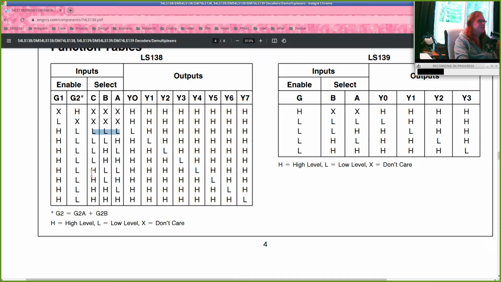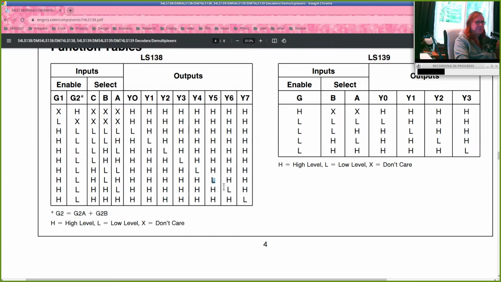So if I set my inputs to 1, 0, 1, which is the binary number 5, Y5 is selected, but selected in this case means it drives it low. So since it's driven low, wouldn't it mean it would go through the inverter and be sent out as a 1? So driven low means that if we think of selecting as setting something high, it goes through an inverter on the way out and comes out low. So if my input is 101 on A, B, and C, Y5 will be at 0 volts. All the other outputs will be at 5 volts.